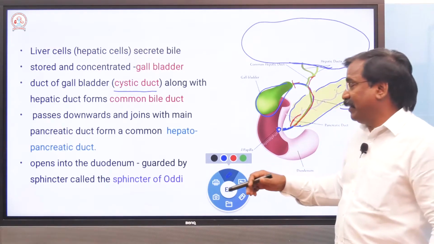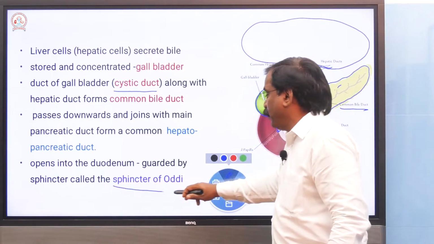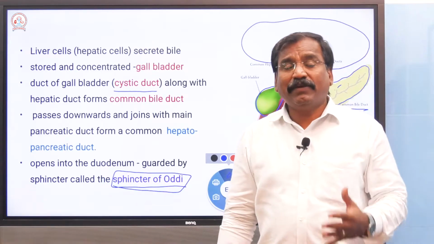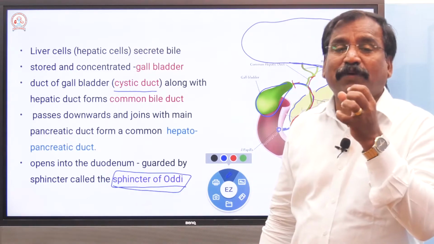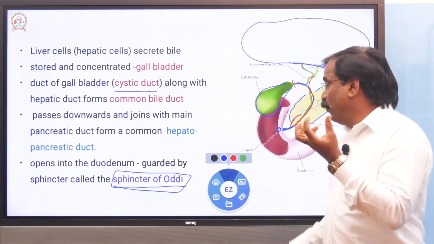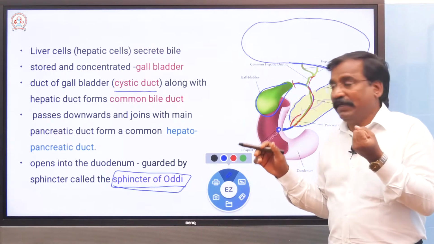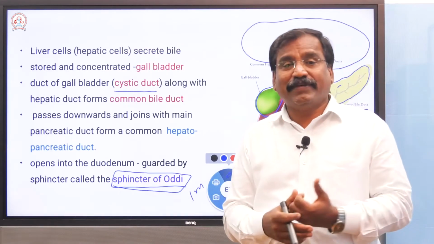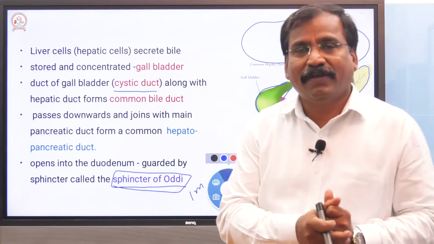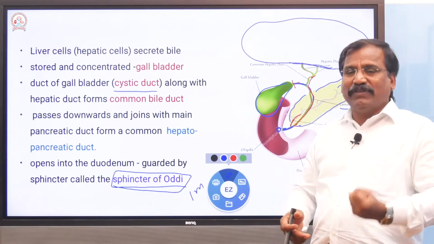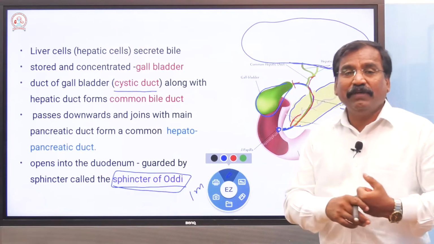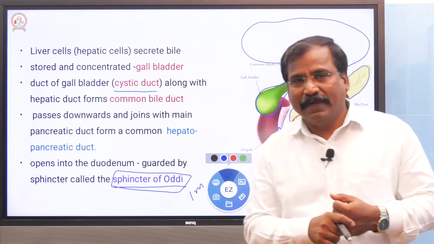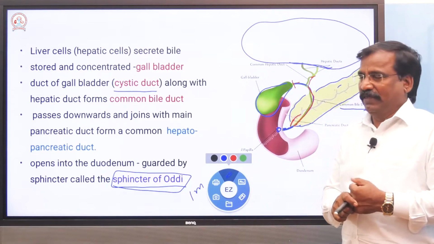What is the name of the sphincter? See, this is the sphincter of Oddi. The sphincter of Oddi is the name of that sphincter muscle, which is located at the opening of the hepatopancreatic duct. So, one more important point, maybe for 2 marks: what is the sphincter of Oddi? It is nothing but a sphincter located at the opening of the hepatopancreatic duct, which regulates the flow of the substances.